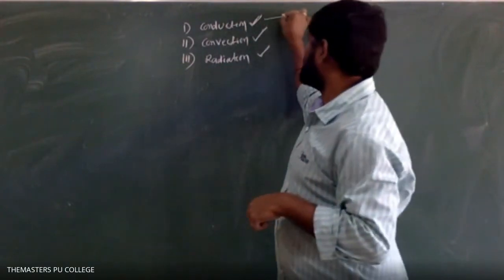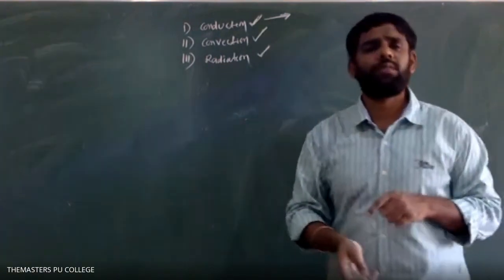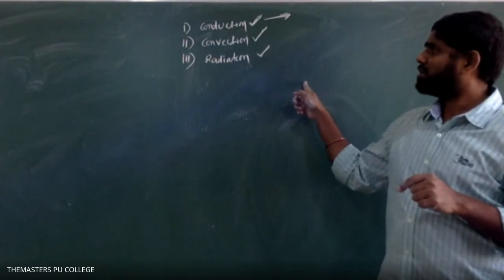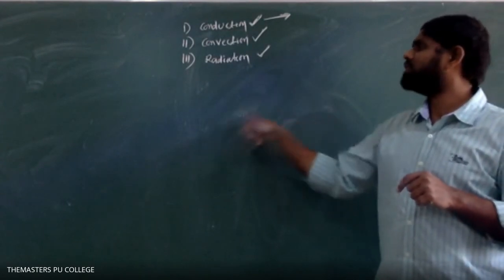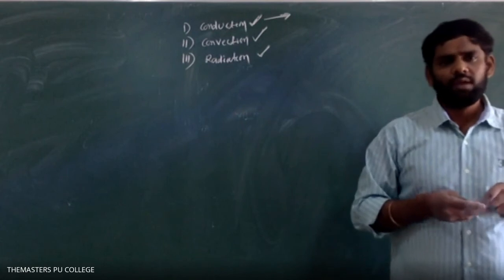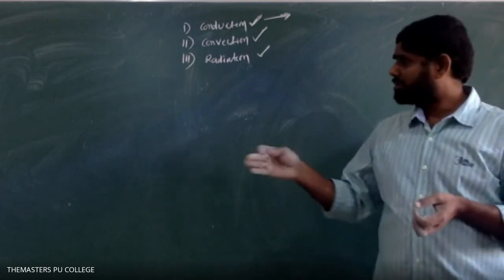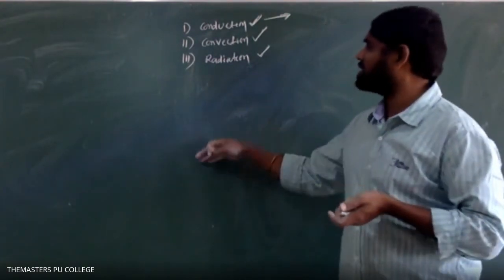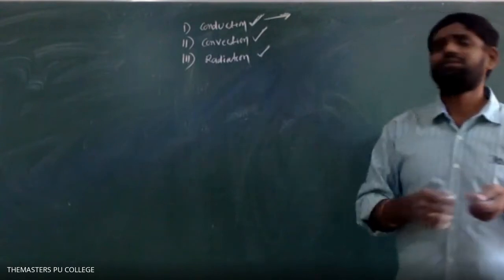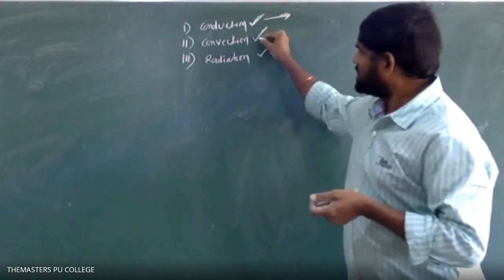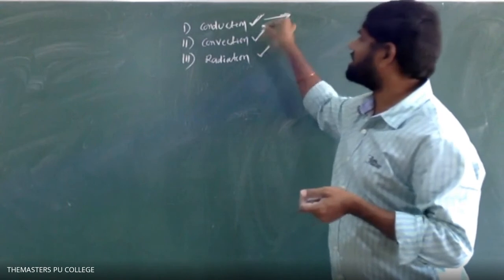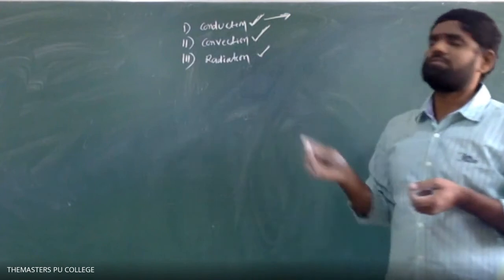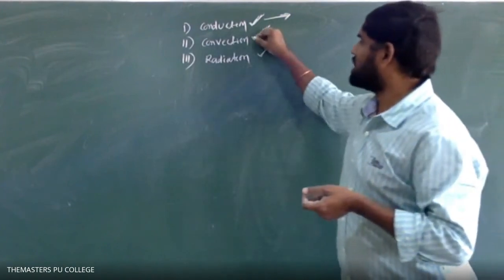First our topic is conduction. What is meant by conduction? It is the process of transferring the heat from one place to another place without movement of the particles of the medium. If the heat energy is transferred from one part to another part without movement of the particles of the medium, such type of heat transfer is known as conduction. Next, convection is the process of transferring the heat from one place to another place due to the movement of the particles of the medium.